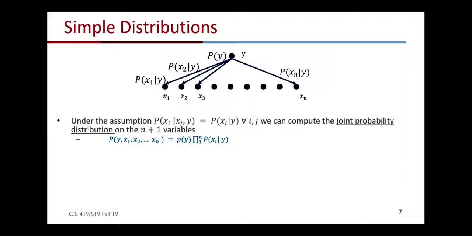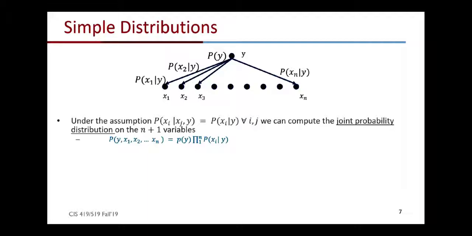So even though we thought about it as a classifier and we know how to compute P of Y given an assignment, really, you know everything. Every event that is given to you, by event I mean any subset of variables with assignment, you can compute the probability of this event, because we know how to compute the joint.